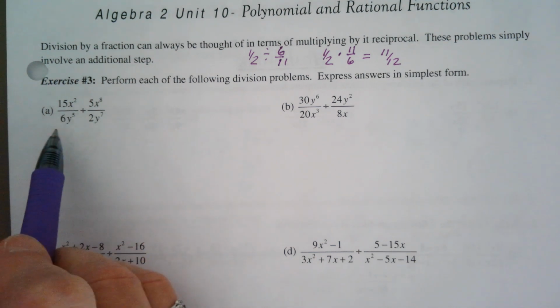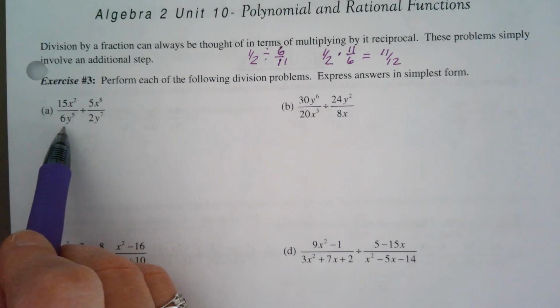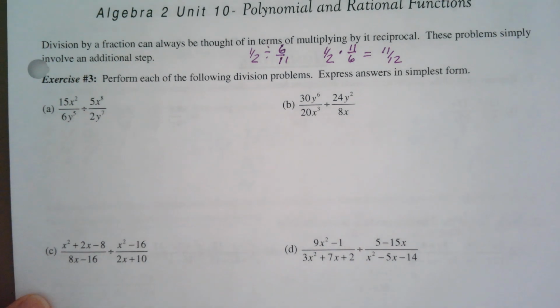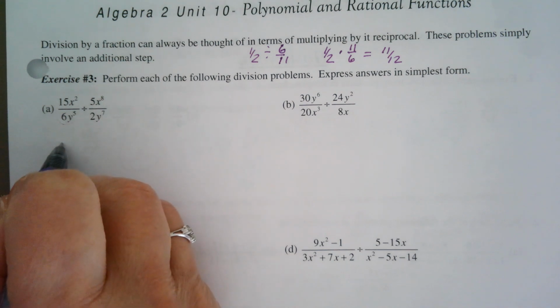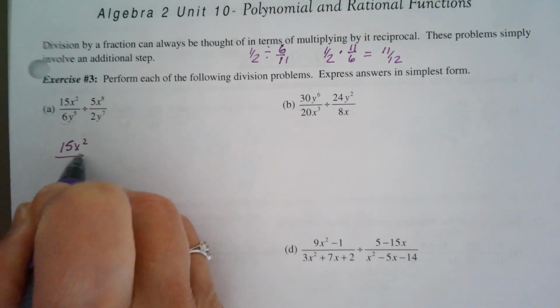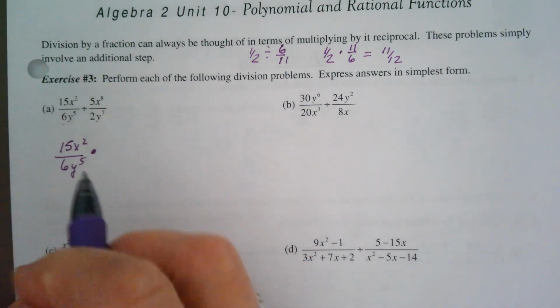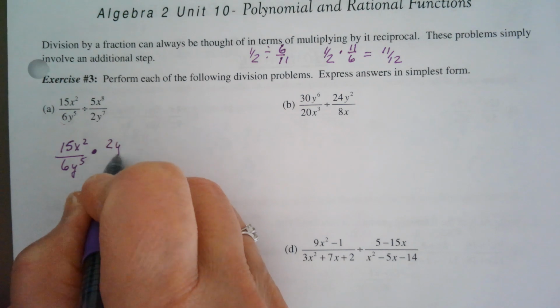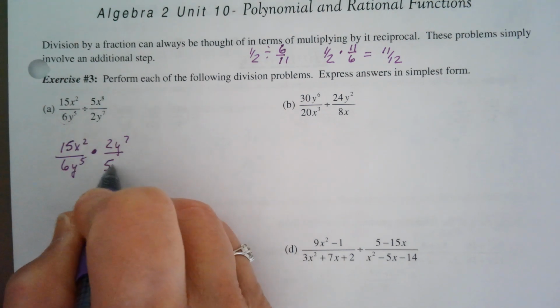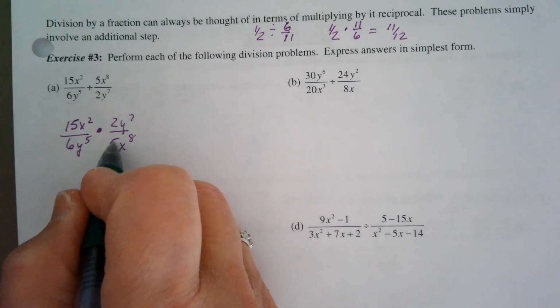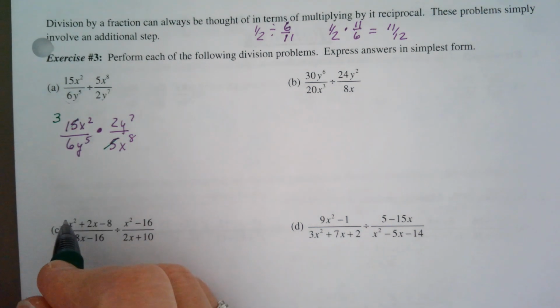All right, so A, 15x squared over 6y to the 5th divided by 5x to the 8th over 2y to the 7th. We are going to keep the first fraction, 15x squared over 6y to the 5th, change division to multiplication, and let's write the reciprocal of our second fraction here. Now we have a multiplication problem, so now we proceed as if we're multiplying, in which case I'm going to reduce. The 5 goes into 15 3 times.